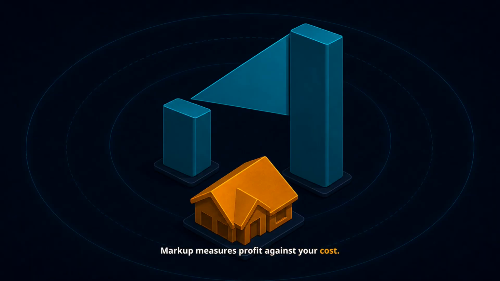Markup is not margin. Markup measures profit against your cost. Margin measures profit against your price. They're never the same number. Take a square that truly costs you $300 and mark it up 40%. You sell it for $420. Your markup is 40%, but your gross margin is only 28.6. You thought you kept 40 cents on the dollar. You kept under 29. That gap is pure, invisible underpricing, repeating on every job until you fix the math.